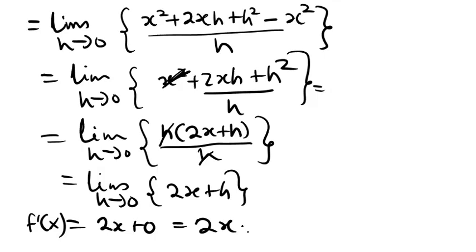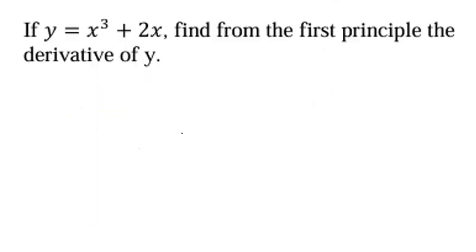So from first principle, if you have the function f of x equal to x squared, when you find the derivative, you are going to get 2x. Let's take another question. If y is equal to x cubed plus 2x, find from the first principle the derivative of y. So first of all, let y be equal to f of x.